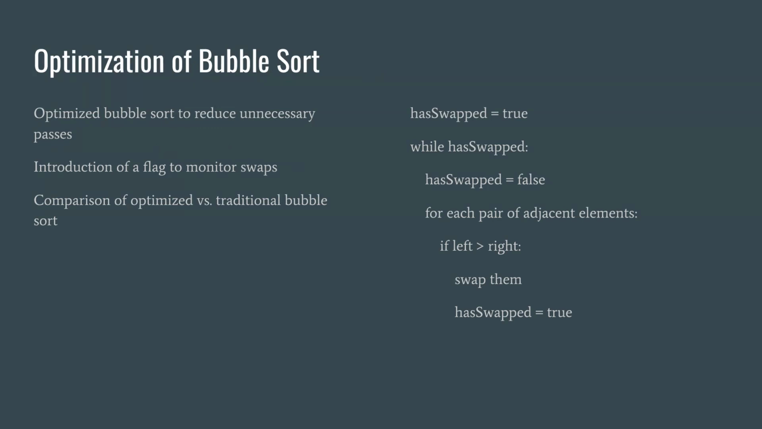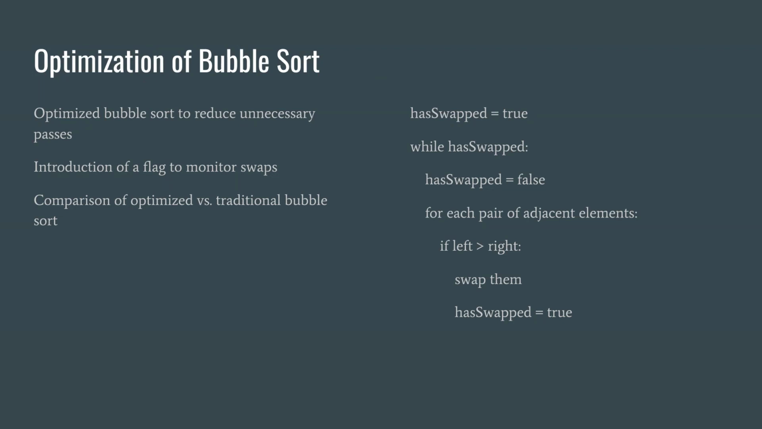So, optimization of bubble sort. We looked at the pseudocode before. That wasn't the optimized version because it repeatedly traverses the array and swaps adjacent elements if they're in the wrong order. And this approach does not account for the possibility that the array may become sorted before all passes are completed.